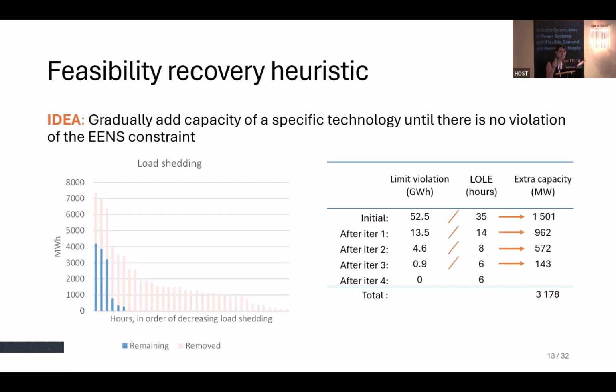So I have a heuristic telling me that if I had approximately 3 giga of additional capacity, I could reach a feasible solution, not the optimal, but it would be enough to have a feasible solution. So I can use this information in order to get an upper bound.